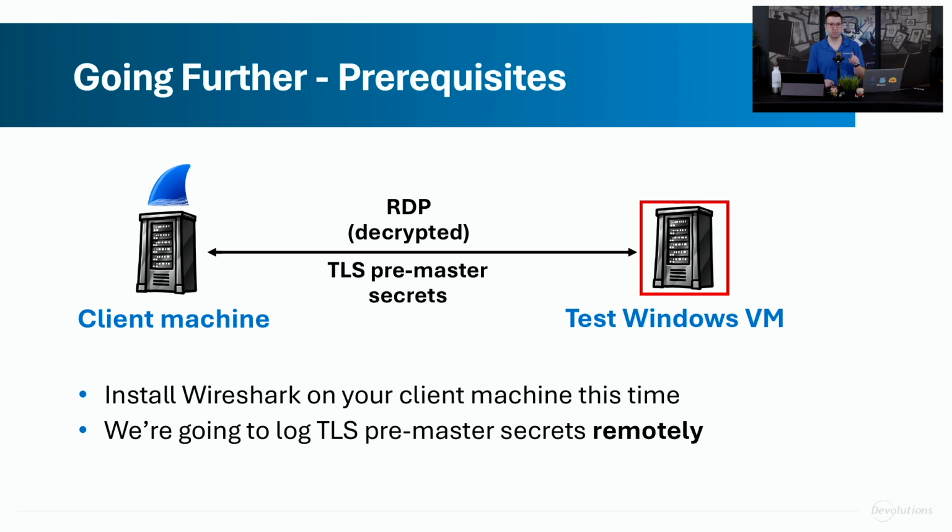In this case, I have a test Windows VM to RDP into, but I'm developing for my corporate laptop and I want to decrypt this traffic. My client is on my host, but I want to start logging those TLS master secrets remotely, because the goal here is to extract them from the LSA running in my test Windows VM, but I want Wireshark on my host to have those pre-master secrets. How do I do that?